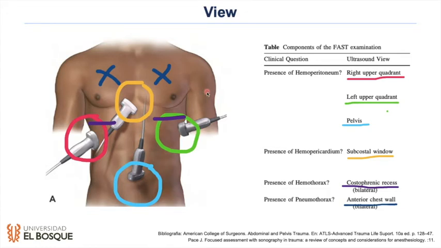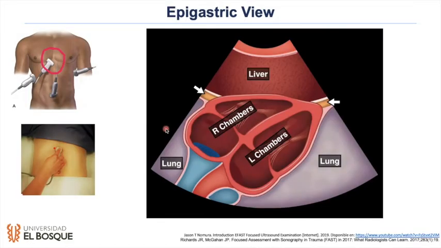So since we're here talking about abdominal trauma, I am not going to talk about the pneumothorax or the hemothorax here. I'm just going to talk about these 4 points, and now we're going to look at them more specifically. So first, we have the epigastric view, also named the subcostal four-chamber view. So first, where are you going to place the probe? The probe is going to be placed just inferiorly to the xiphoid process. So here is the xiphoid process, and you're going to press the probe there.